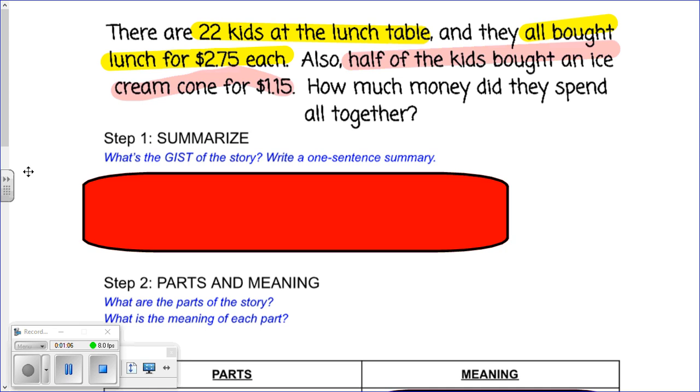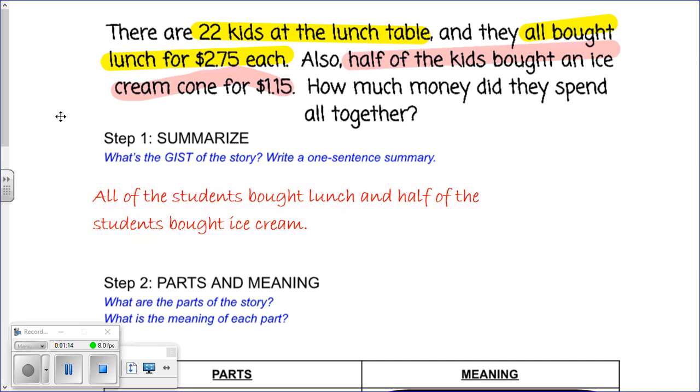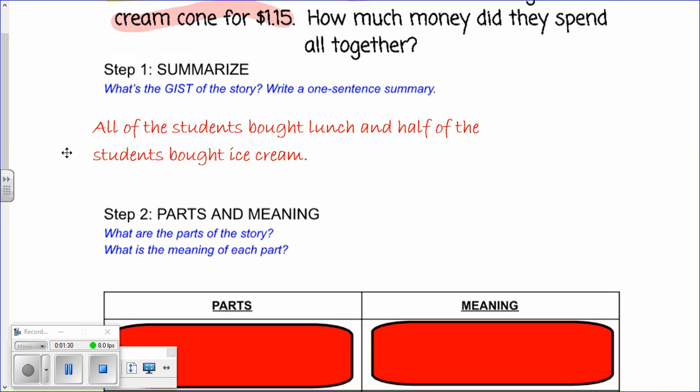So before we break this problem down, let's just come up with a gist of the story. What's happening in this word problem? We're going to write a one-sentence summary. So in this word problem, we're talking about all of the students bought lunch and half of those students bought ice cream. Step two, let's take a look at the parts of this story and break it down. So we're going to take each part and then we're going to talk about what each part means.